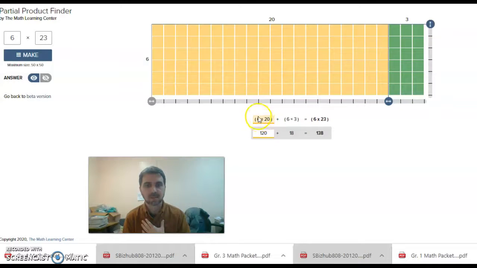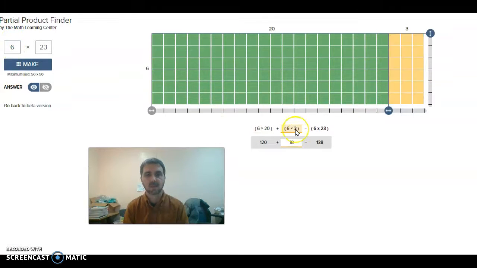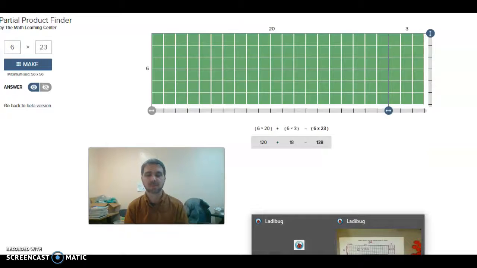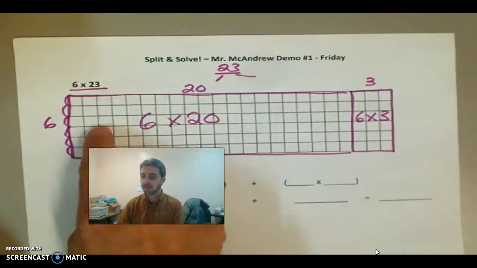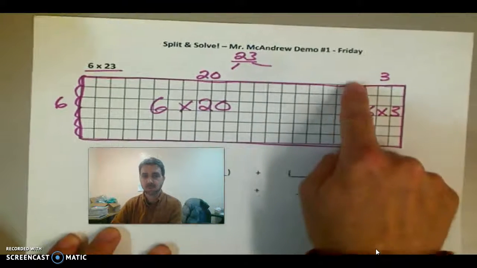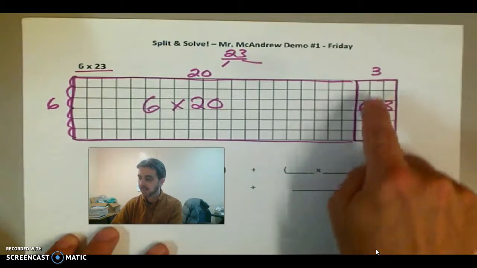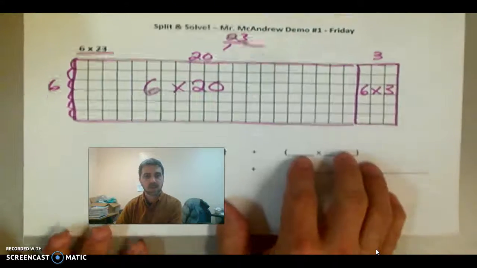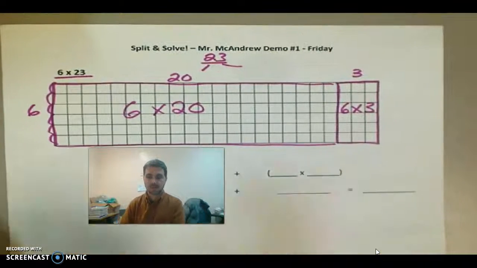So here I can see my rectangle of 6 times 20, just like on my paper. And then here is my 6 rows of 3. Just like on the paper that I'm showing you and the problems that you're going to work on today, here's my six rows of 20 rectangle, and here's my 6 rows of 3. And the way we fill this out is just the way it shows us.